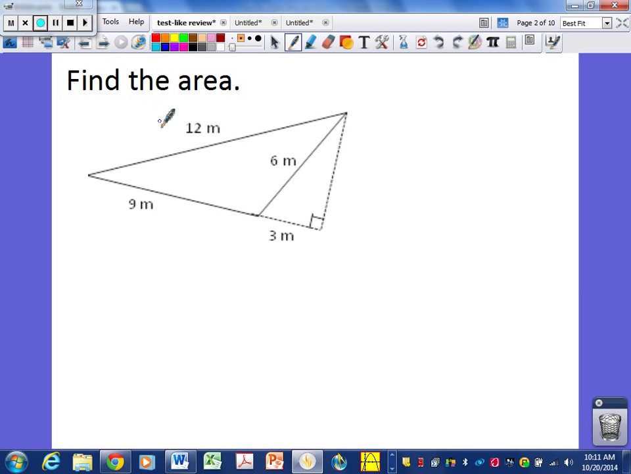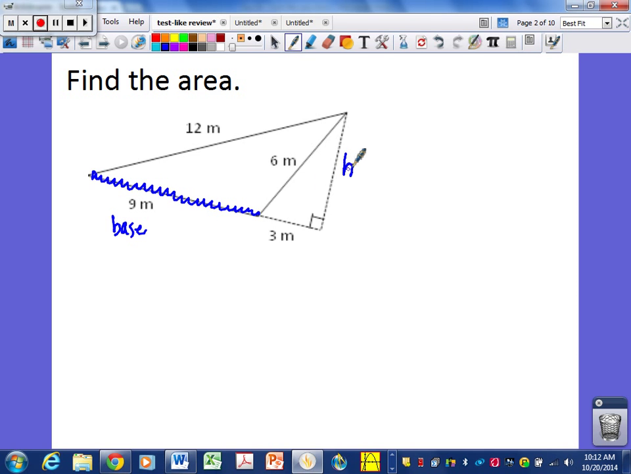Once again, find the area. So here for this obtuse triangle, this is the height. Remember, the height and the base must be perpendicular. So 9 is the base, this much is your base, and this is the height that goes along with it, correspondingly perpendicular.